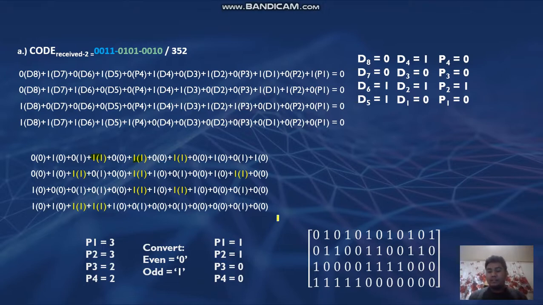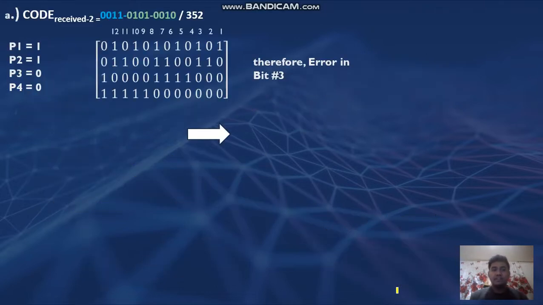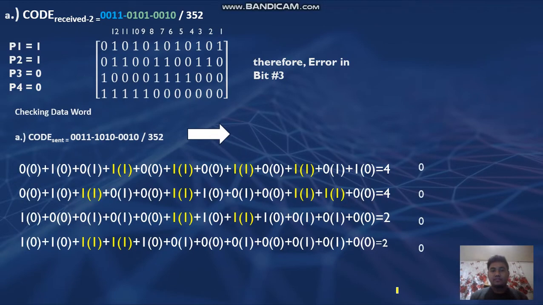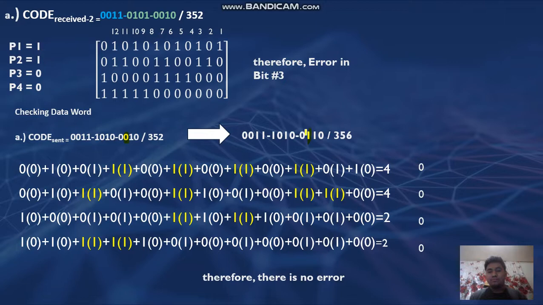So how do we find the error? P1, P2, P3, P4 is 1100. So we find the error in bit number 3. Next, how do we change it so that there will be no errors? There is an error in bit number 3, so we change the value of bit number 3 here because it is 0. It will change to 1.